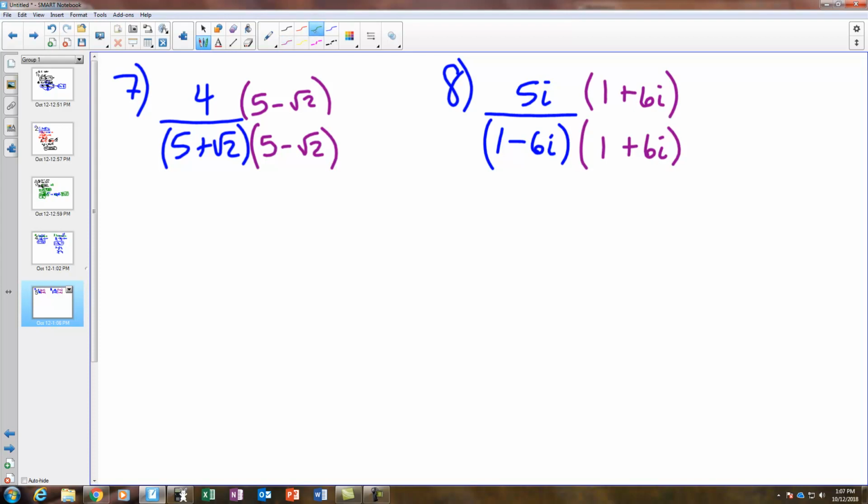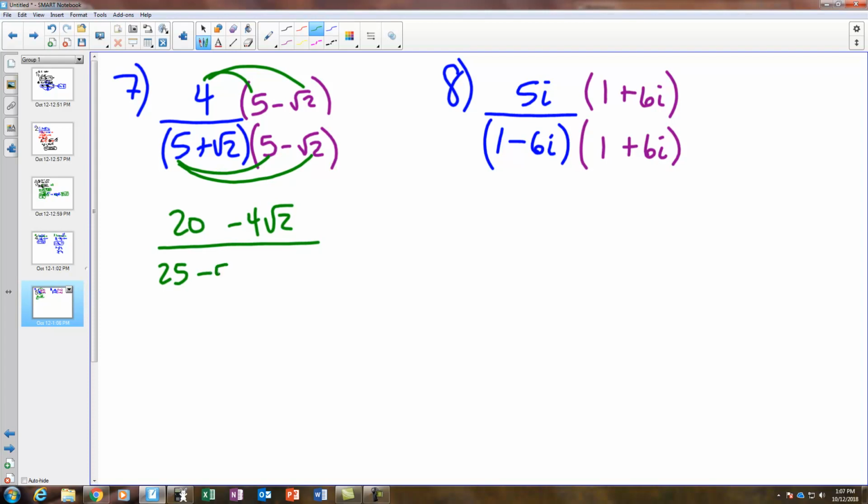Once it's here, now it's just a matter of can you multiply and distribute and FOIL. On top, I'm going to get 20 minus 4 root 2 over. On the bottom, I get 25. That's going to be a negative, because a positive times a negative is negative 5 root 2. Here I get a positive 5 root 2. You should always get those opposites there. And then this one, a positive root 2 times a negative root 2 is negative root 4.